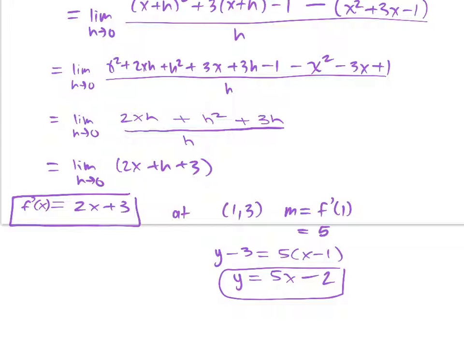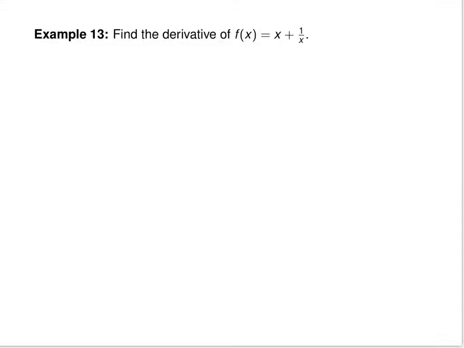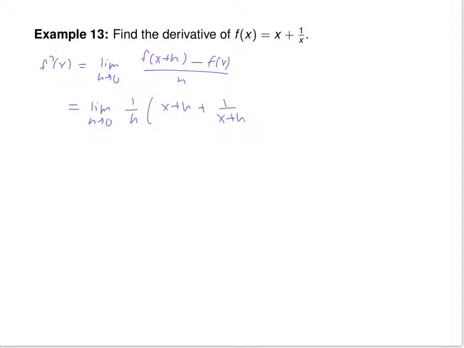All right, last one. Then you can work on stuff. Find the derivative of x plus 1 over x. Okay, so limit h goes to 0, f of x plus h minus f of x. Okay, so I'm going to take my 1 over h out. What do you get when you plug in x plus h to that function? And then minus quantity x plus 1 over x.